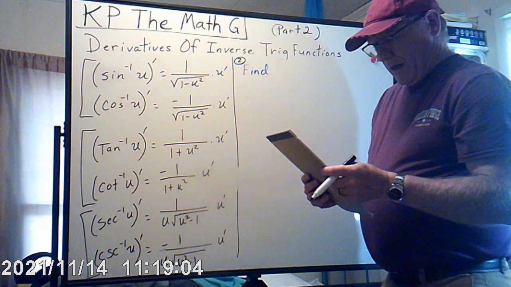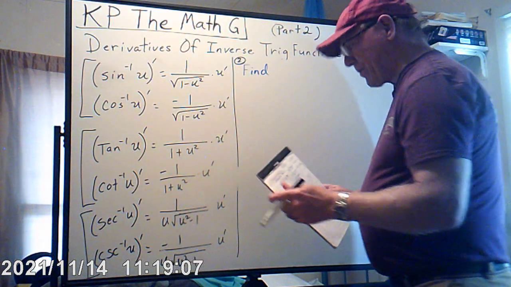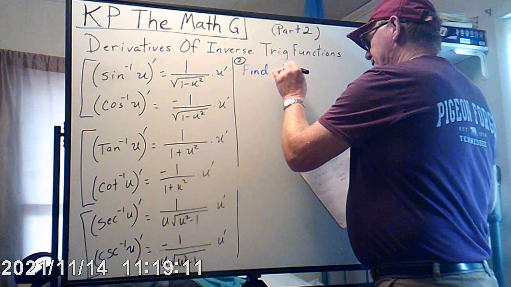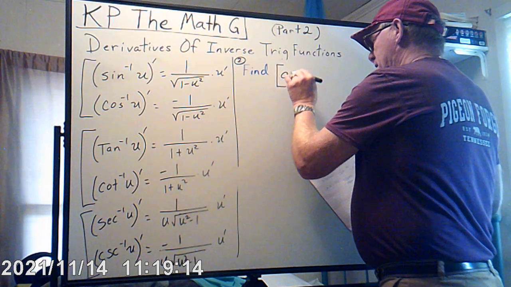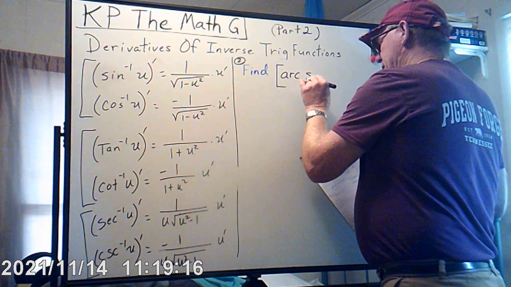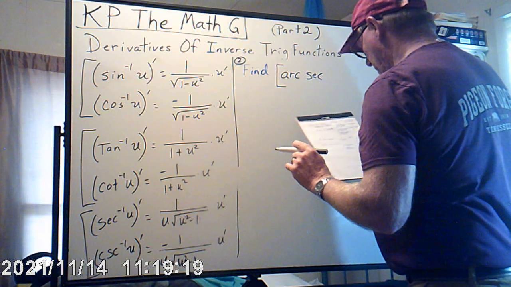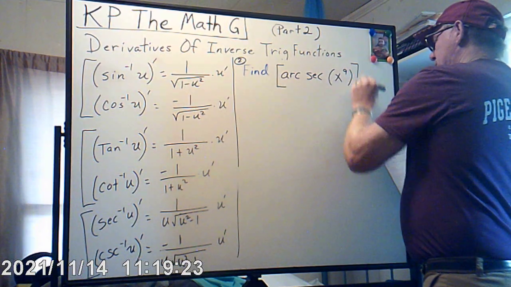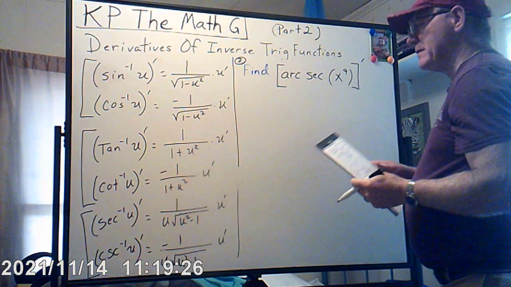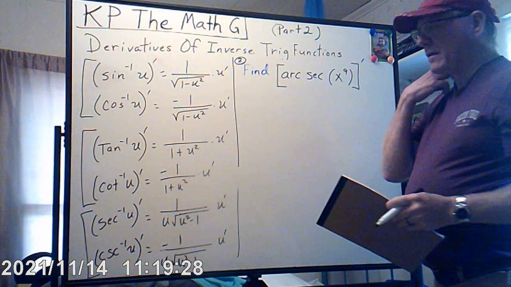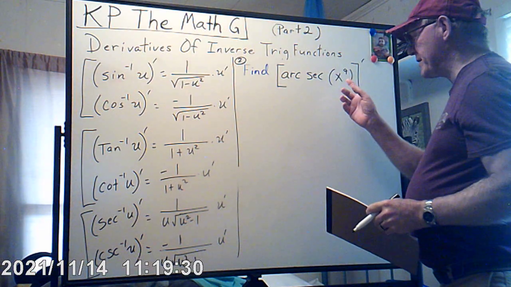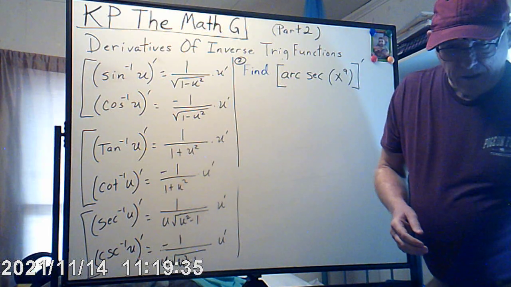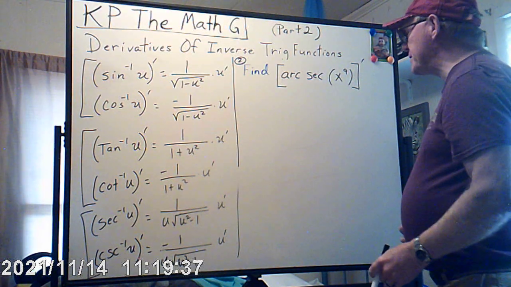Yep. Alright, so let's go with this: arc secant of x to the ninth power. We want to find the derivative of that. And I've been using u, but in the last couple of examples I've used x. We could have used any letter we so choose.